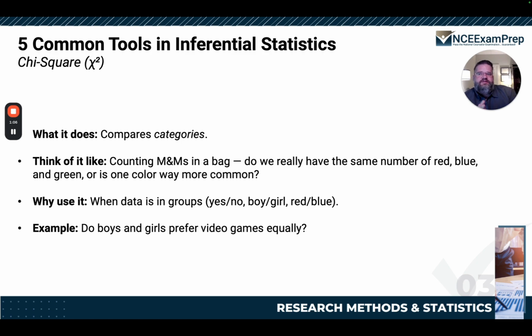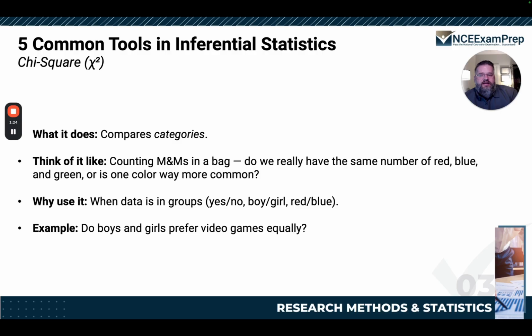One of the tools that's used is the chi-square method. What this does is it actually compares categories. And so here's just a little simple example. If you think about counting M&Ms in a bag, do we really have the same number of red, blue, and green, or is one color way more common?